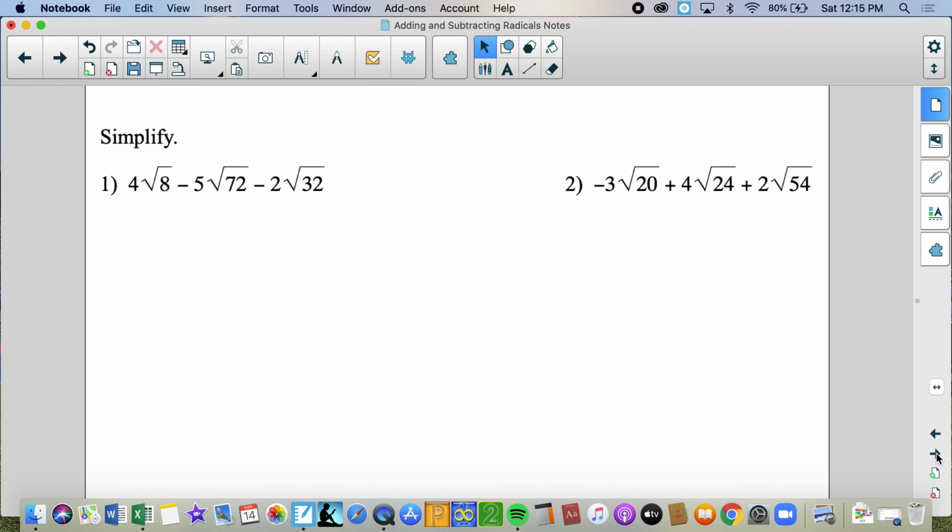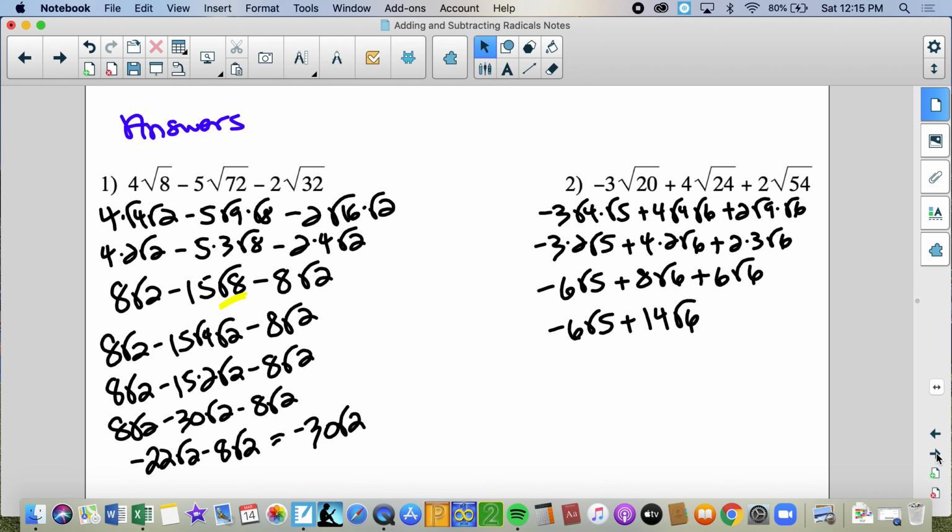Here's 2 more. Again, pause the video, try those 2 problems, and then push play to see the answers. The answers to these 2 problems: -30 rad 2, and number 2 is an interesting one. We simplify and we come up with 2 terms that are unlike. So -6 rad 5 plus 14 rad 6. Doesn't matter which one comes first. When you have radicals, there is no standard form or reason one would come in front of the other.